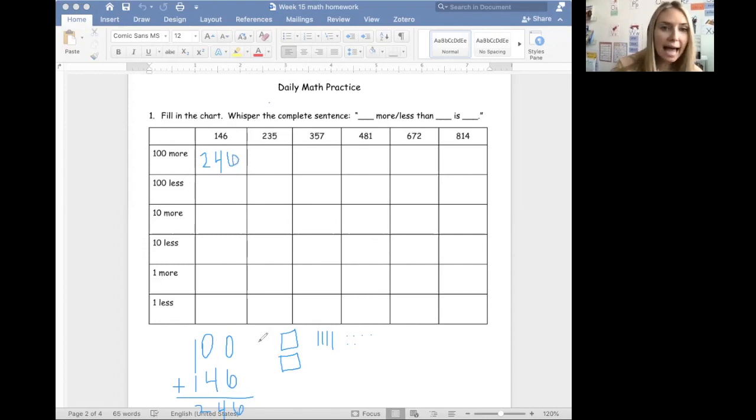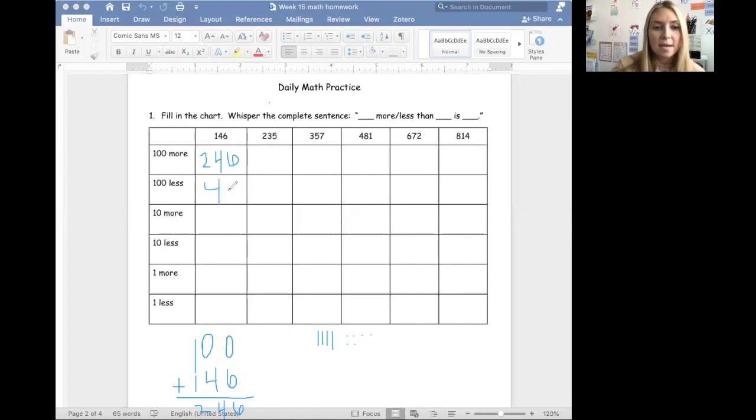For 100 less, it's going to be the same thing, focused on the hundreds place, but you are just going to take away the 100. So starting back at 146, we don't want to go from 246 and do 100 less. We want to go back to 146. This will be like our starting point for all of these. 146, 100 less than that. Just take it away. And what do you have left? Just 46.